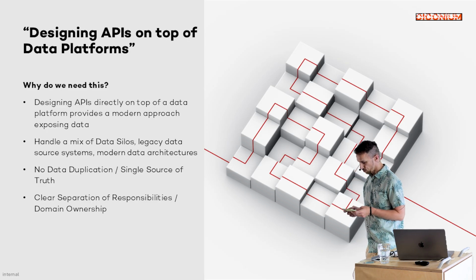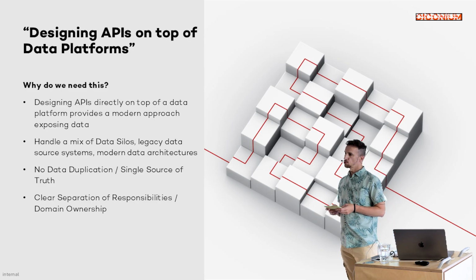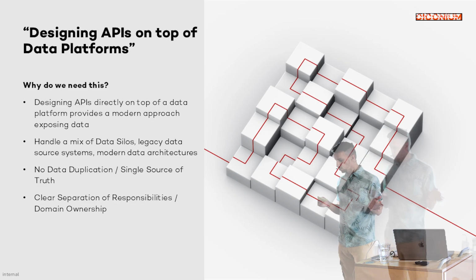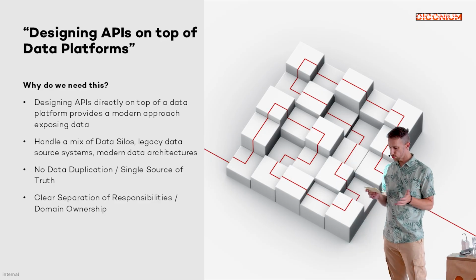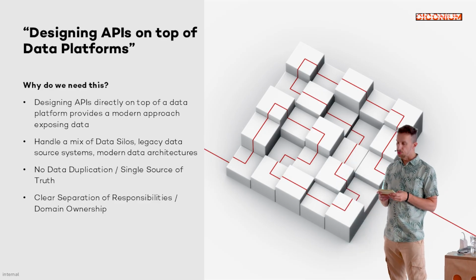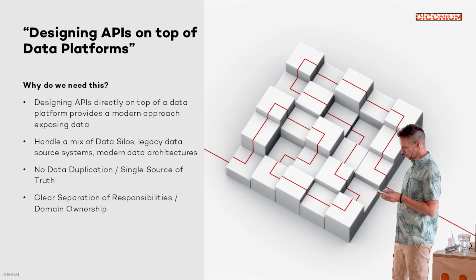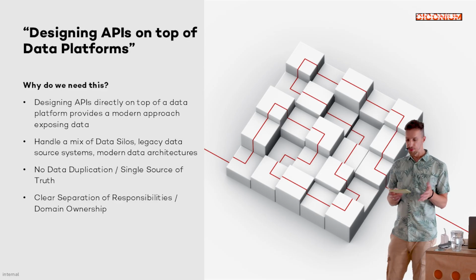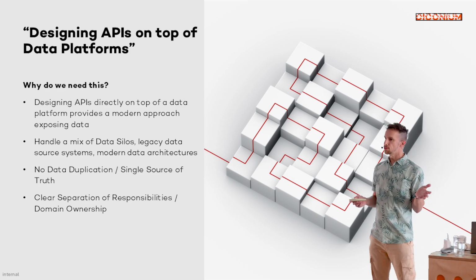Without owning the storage, you have challenges, of course, but you avoid data duplication and keep the data source as a simple source of truth. You keep a clear separation of responsibilities. The API layer focuses on exposing standardized interfaces to consumers. And you keep the domain ownership on the side of the domain teams.